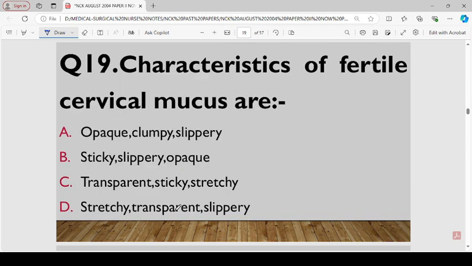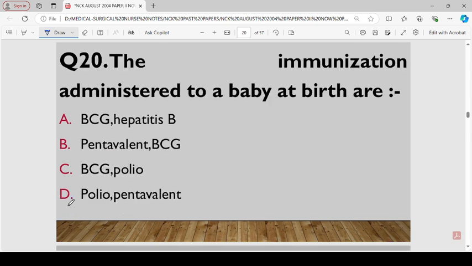Characteristics of fertile cervical mucus. Okay, so option A, I think we agree it should not be opaque, right? It should not be clumpy, right? Yes. Sticky, no, right? This opaque makes this option wrong. Transparent, yes. Sticky, nope. It should be stretchy, transparent, and slippery. I think those are the characteristics of fertile cervical mucus.